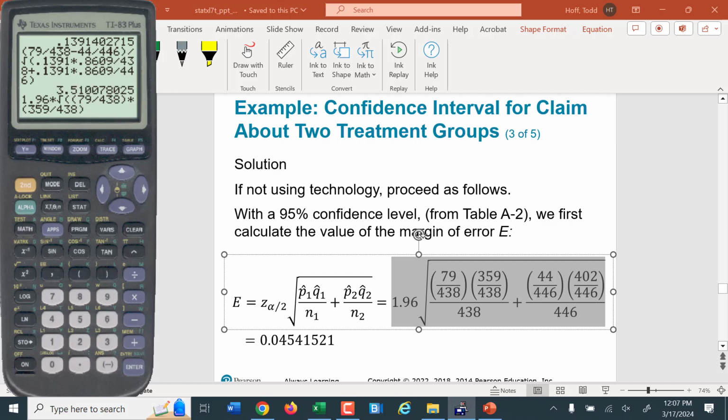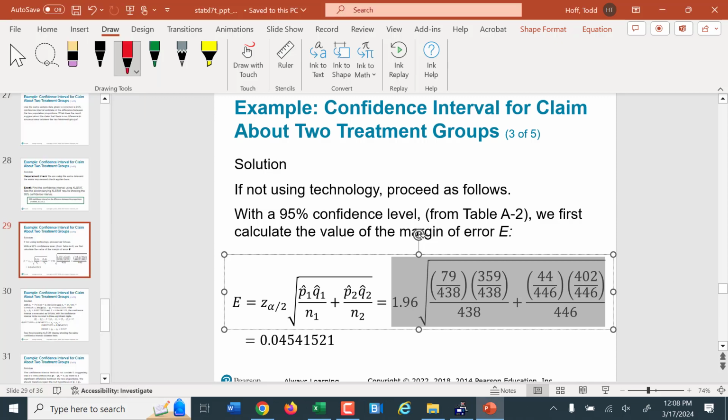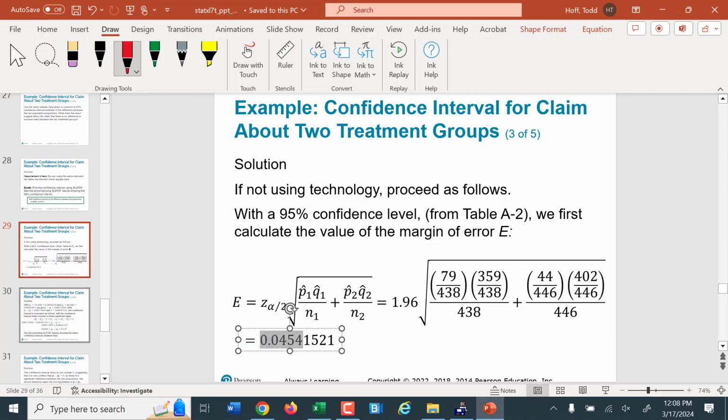divided by the size of sample 1, which is 438, plus parentheses 44 divided by 446, parentheses times parentheses 402, that's just the 446 minus 44, the number of failures, divided by 446, close, divided by the sample size of 446. And we close our square root and we hit enter, and there we get 0.0454, which is our margin of error we calculated here.